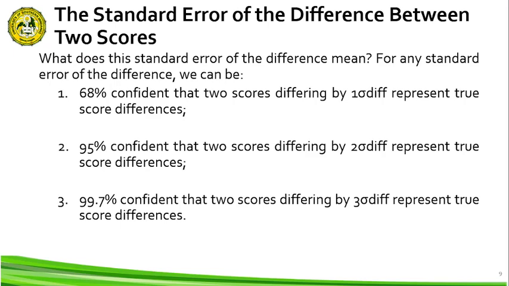For any standard error of the difference, we can be, first, 68% confident that two scores differing by 1 sigma represent a true score difference. Second, 95% confident that two scores differing by 2 sigma represent a true score difference. Number 3, 99.7% confident that two scores differing by 3 sigma represent a true score difference.